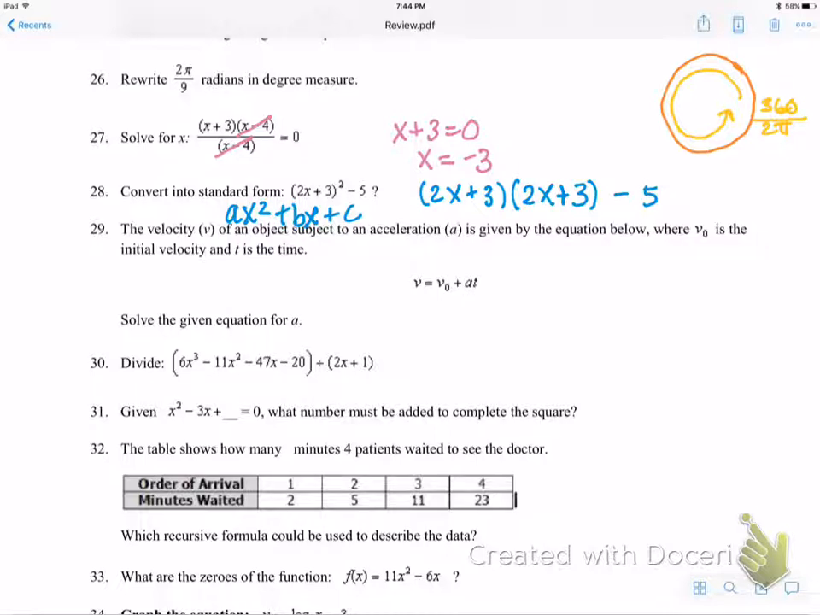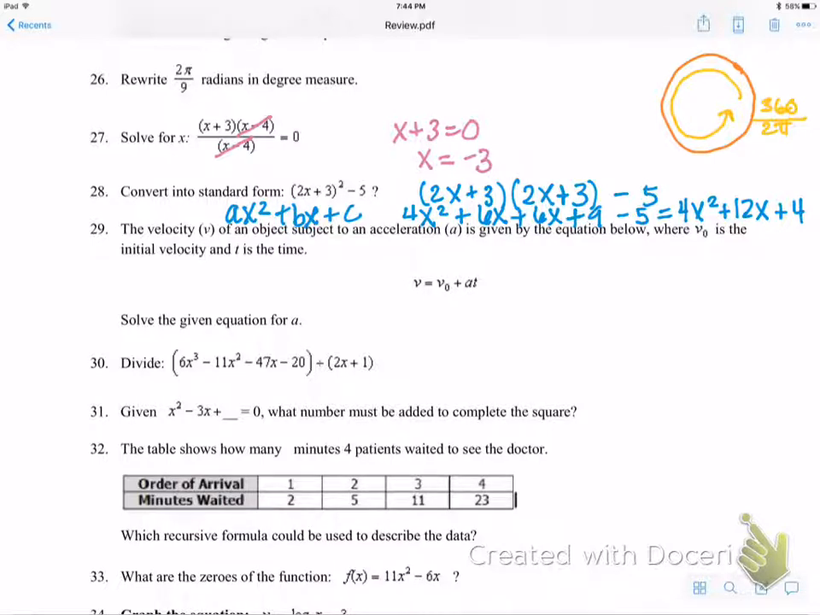Well, 2x plus 3 times 2x plus 3 is 4x squared when I multiply the first terms together, plus a 6x when I multiply the outers, plus another 6x when I multiply the inners, plus a 9 when I multiply the lasts. And then I'm going to subtract 5 from that. When I simplify this and combine like terms, I'm going to get 4x squared plus 12x plus 4. And so that is my standard form. We've got a is 4, b is 12, and c is 4.